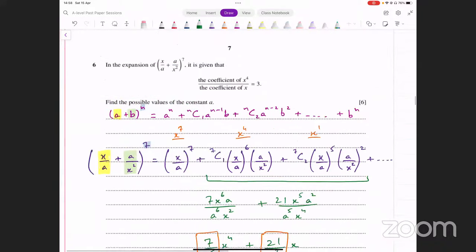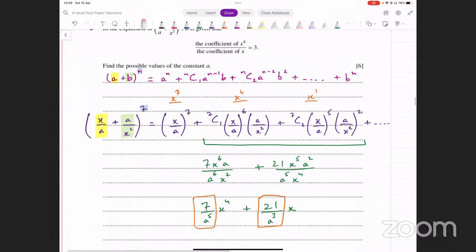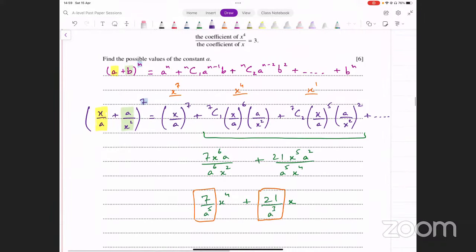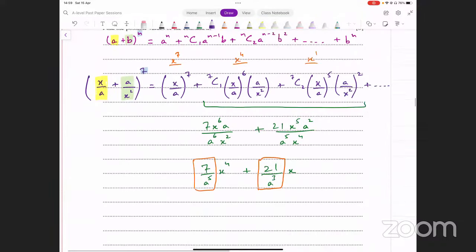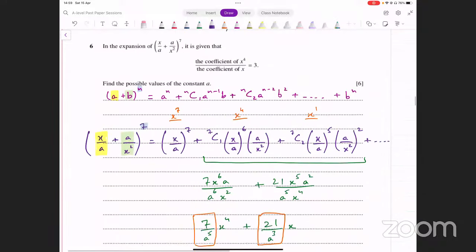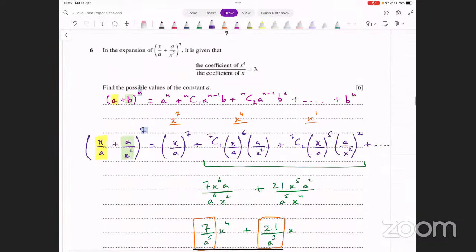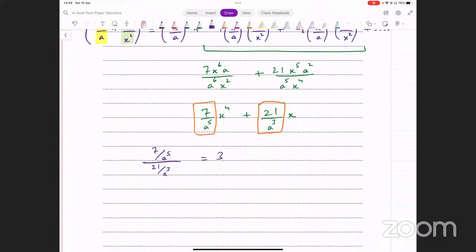ठीक है, अब उसने क्या कहा है: coefficient of x raised to power 4 divided by the coefficient of x is equal to 3. Given this, find the possible values of the constant a. Coefficient of x raised to power 4 आपने न्यूमरेटर में रखना है. That means 7 over a raised to power 5, that divided by coefficient of x, which is 21 over a cube. This is equal to 3. ये आपके पास एक फ्रैक्शन आ गया. ठीक है, अब डिनोमिनेटर जाके राइट साइड पे मल्टीप्लाई कर दें.